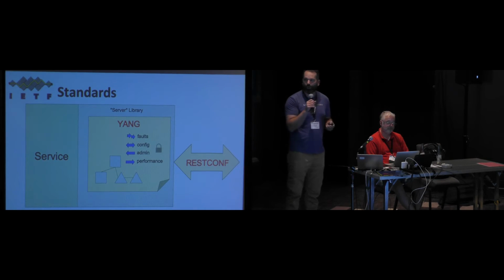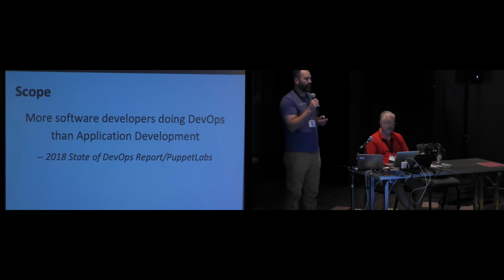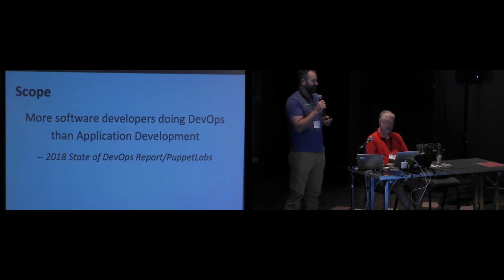To give you an idea of the scope of this problem, Puppet Labs estimates there are now more people in the management plane than there are in the data plane. So more people are writing software about software than the software itself solving problems. This is a very large problem.